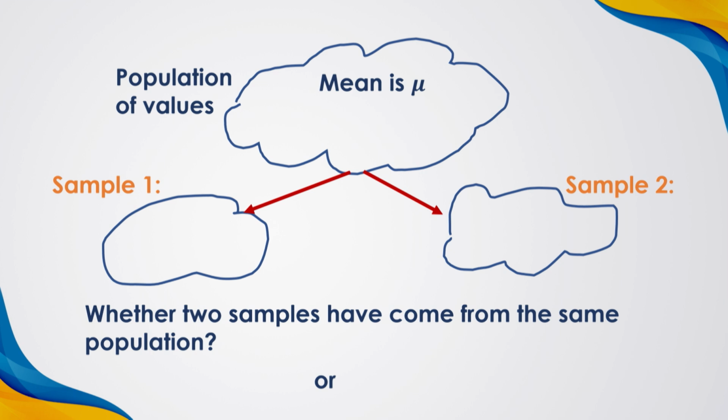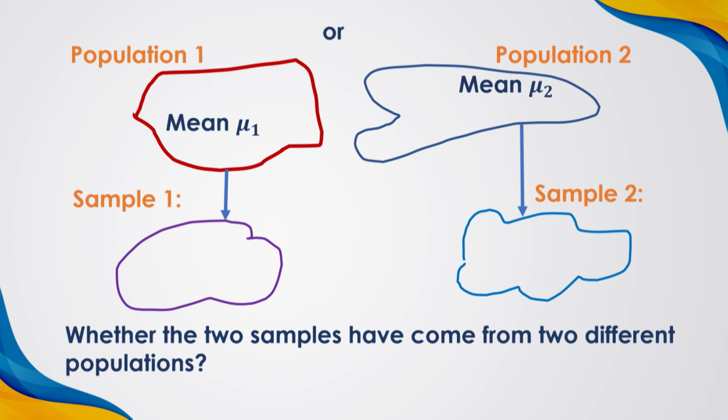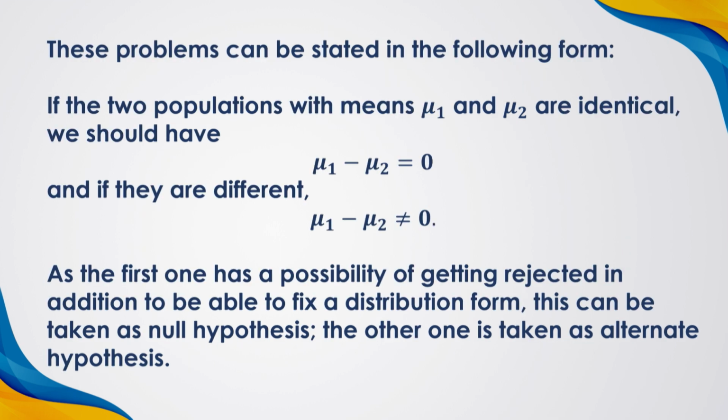Now, I picturize this. There is a population, it has a mean mu. You are taking two samples, noted as sample 1, sample 2, and they are coming from the same population. Now, the question is whether the two samples have come from the same population, or we have this picture. The first sample is coming from population 1, the second sample is coming from population 2, population 1 has the mean mu 1, the second population has the mean mu 2. Now, the question is whether the two samples have come from two different populations.